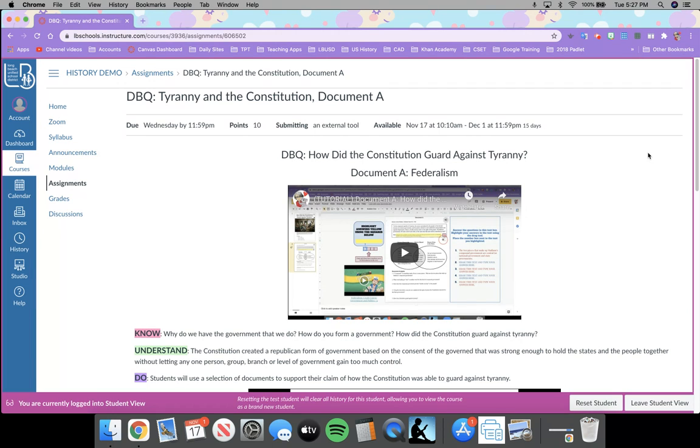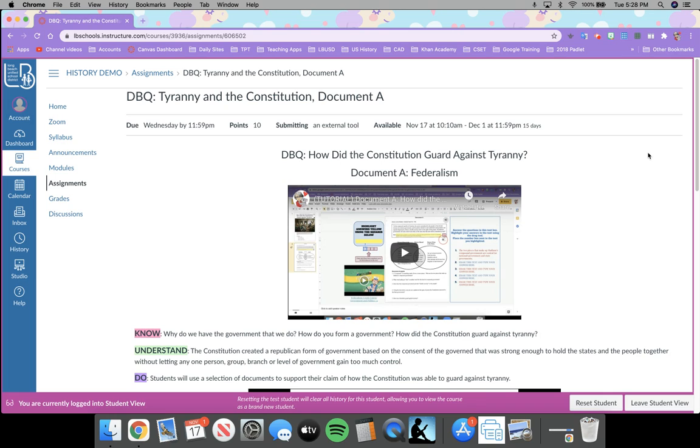So today I'm going to walk you through document A of our DBQ. How did the Constitution guard against tyranny? Before we get started, let's look at our KUDs, our know, understand, and do. What we need to know is the information that's going to help us answer the questions: Why do we have the government that we do? How do you form a government? And how did the Constitution guard against tyranny?